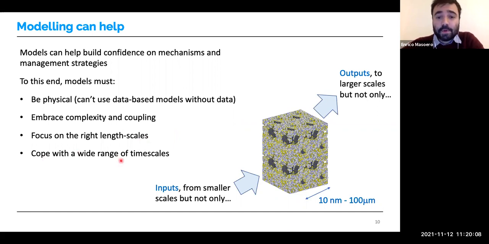Also, one thing that the models should be able to do is cope with very wide timescales, because some of these processes start from molecular processes that take fractions of seconds, but then they could extend logarithmically in time, even getting to the point that each event can take seconds, hours, days. So we need to have the ability to flexibly maneuver across timescales.